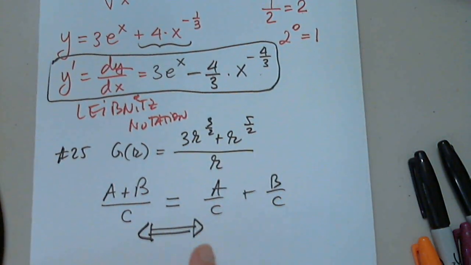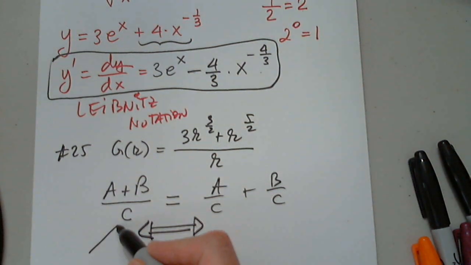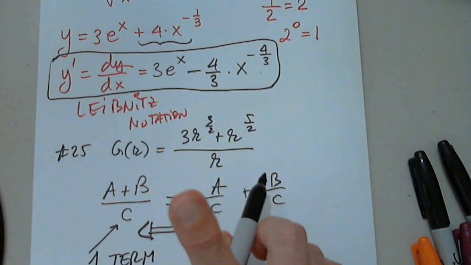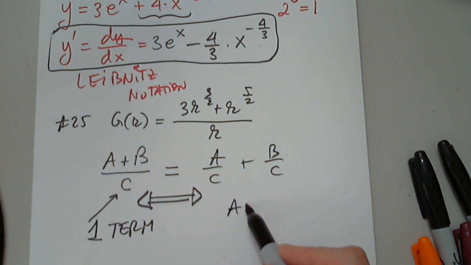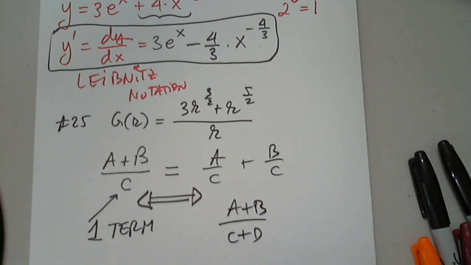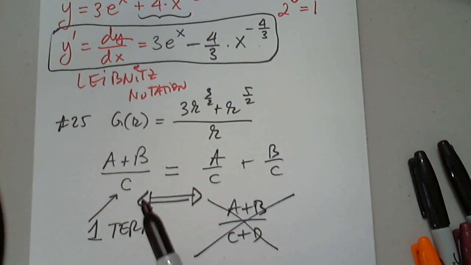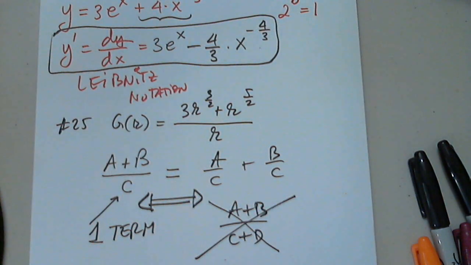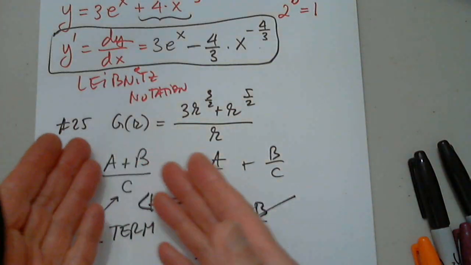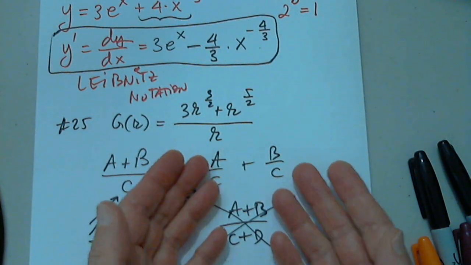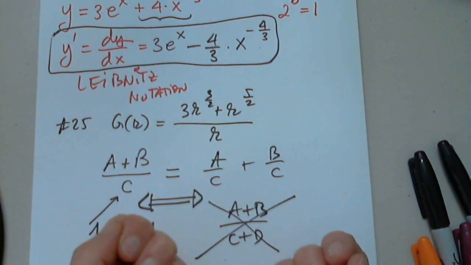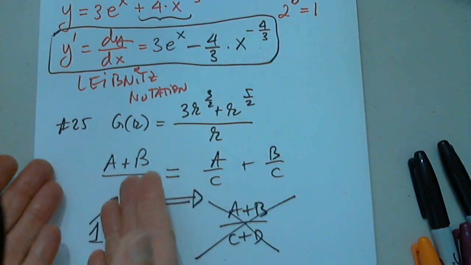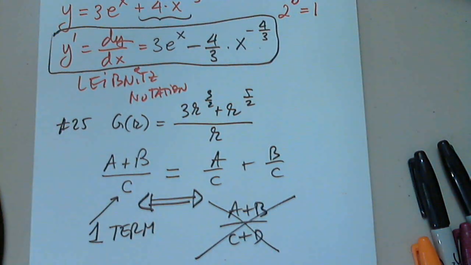Why can I do this? Only because the denominator is one term. If I have a plus b over c plus d, I cannot do anything, because the denominator has two terms or more. But as long as the denominator has one term, if it's convenient for me, I can always present it like this. If it's convenient for me to differentiate better, I can write this, whichever I prefer.